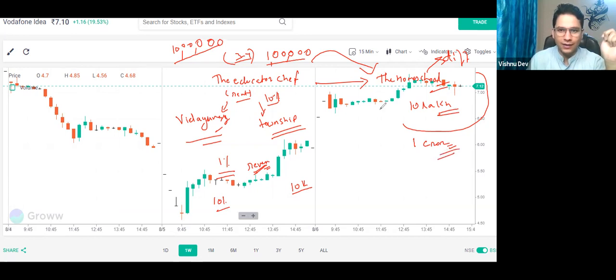Since I set up this company with some money of this company, Vidyanagar management is asking me to give 1% of whole revenue. So I have to pay 1% of 1 crore. Tell me, how much is 1% of 1 crore? 1 lakh. But that is my profit only from this company. Think about it.